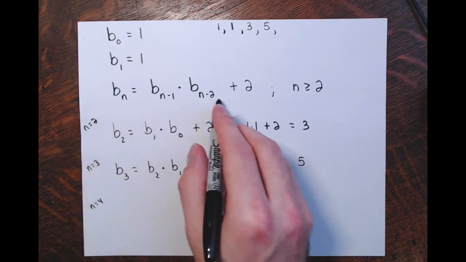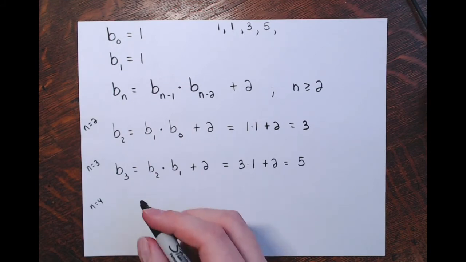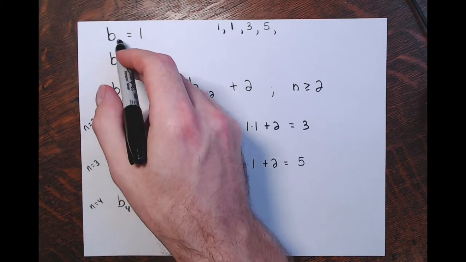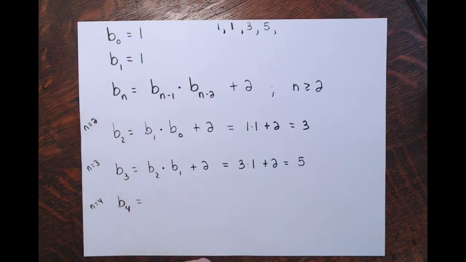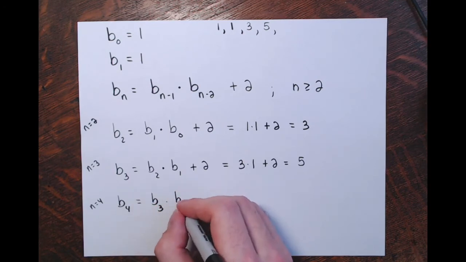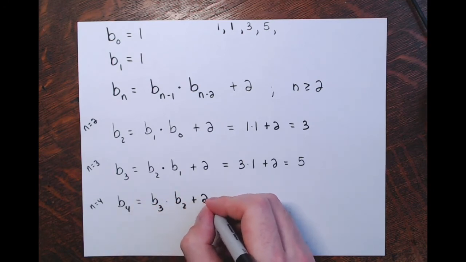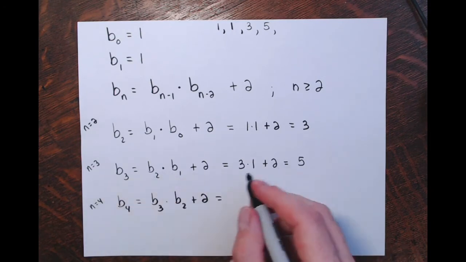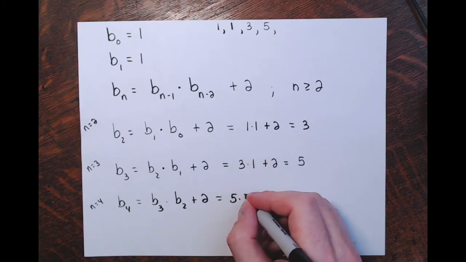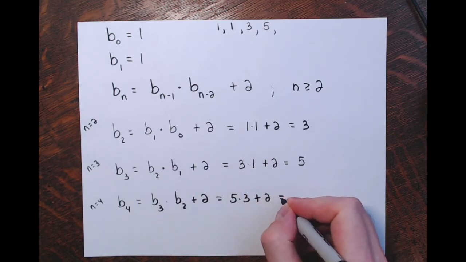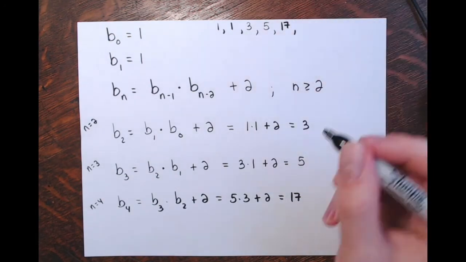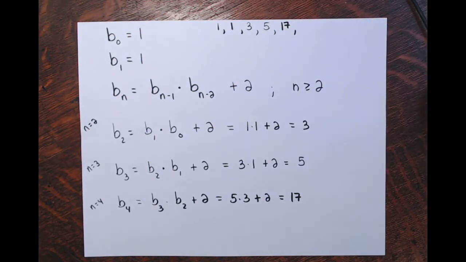Just go through the rule here, replace all the n's you see with 4. So b sub 4, which is again the fifth term, because we start with 0, would be b sub 3 times b sub 2 plus 2. So b3 was 5, times b2, which we saw was 3, plus 2. So this is 15 plus 2, that's 17. All right, so that's the next term of the sequence.